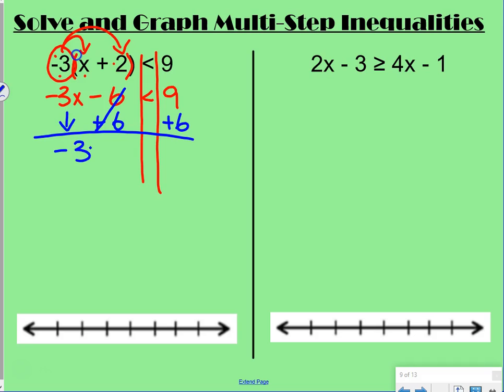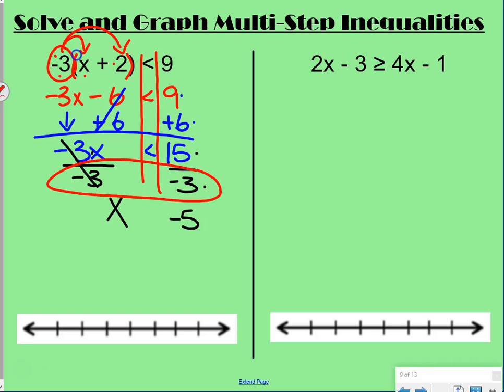Bring down the negative 3x. Bring down the less than sign. 9 plus 6 is 15. We have negative 3 times x. We undo that times with division. Negative 3's cancel out, leaving us with x. 15 divided by negative 3 is negative 5.